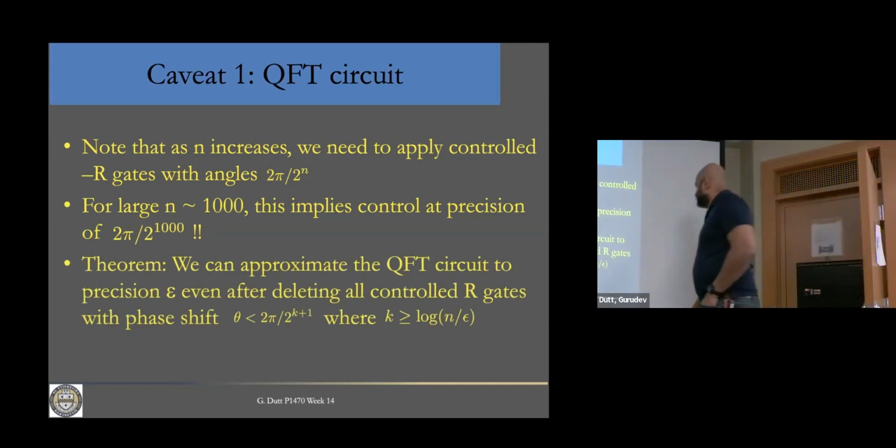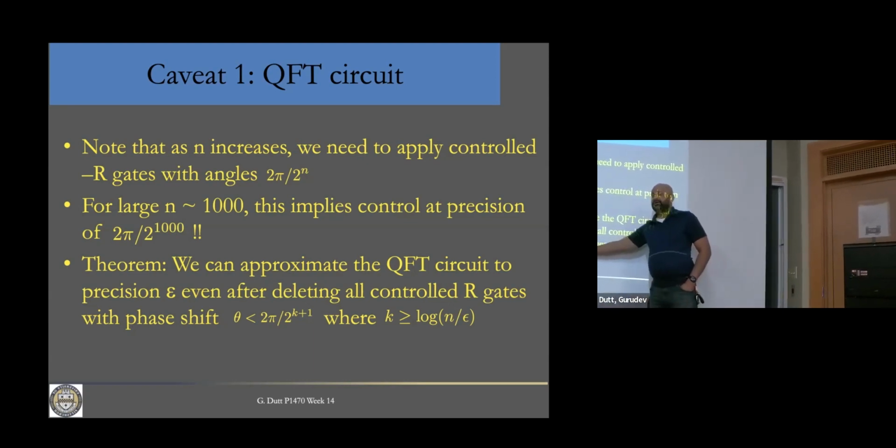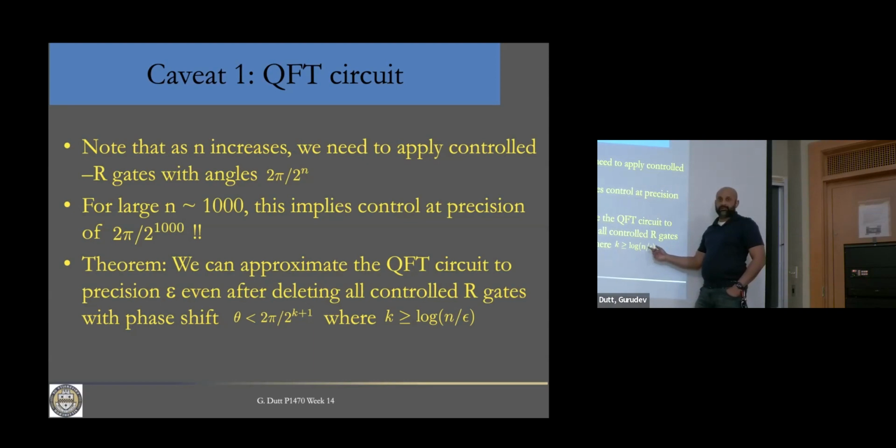But it turns out there's a nice theorem. And essentially all I'm trying to say, I'm not going to go into what the theorem is stating. Here's a statement of the theorem if you're interested. But it says you can delete all the gates whose phase shift is less than some number. Okay. And which ones do you want to delete? Suppose you want a precision of 1%, then you delete all the gates whose angle is less than this, where k is given by this number.